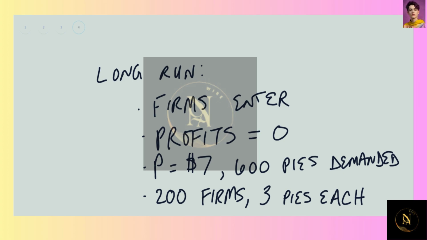The price will be $7. And at that price, looking at the chart in the textbook, we know that 600 pies are demanded. There will be 200 firms, and we know that because at that price, each firm is going to produce 3 pies, and 600 divided by 3 is 200.